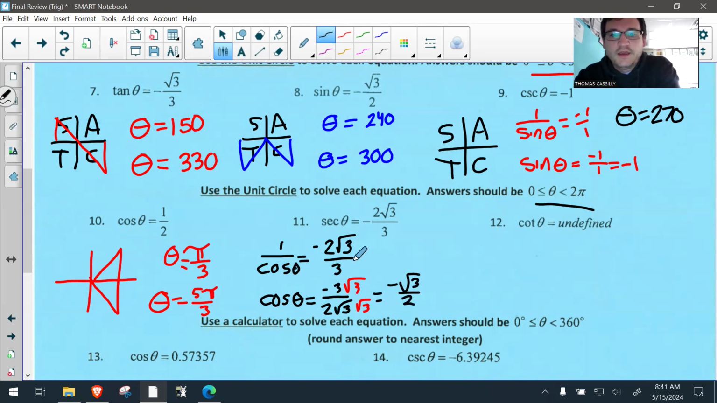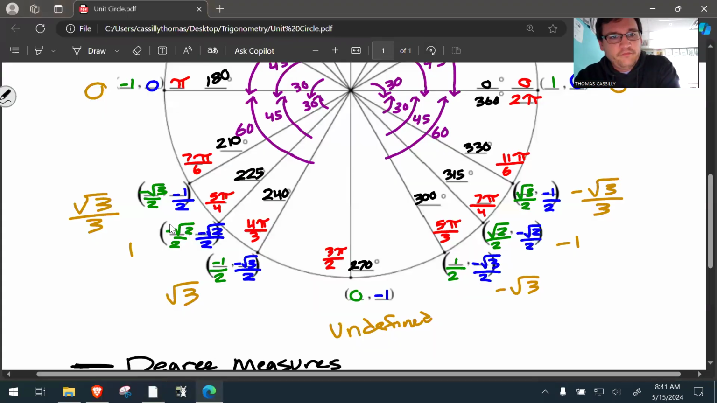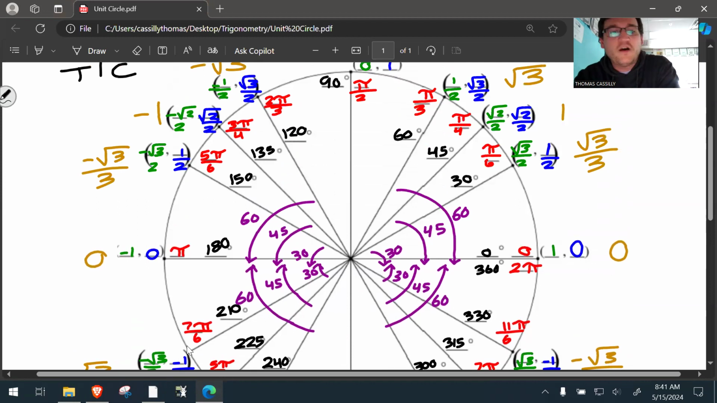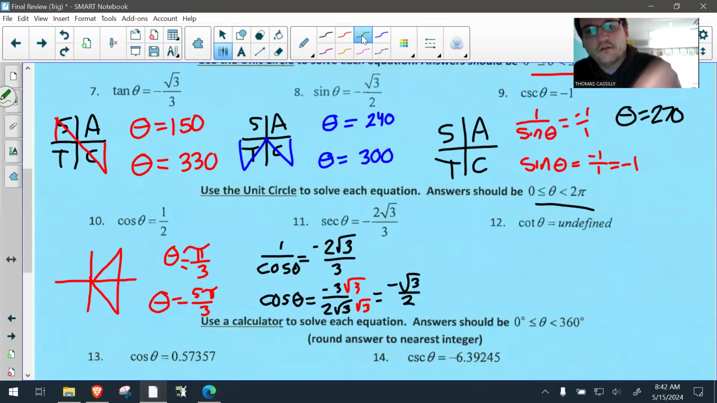So cosine is negative square root of 3 over 2, negative, so that has to be in quadrants 2 and 3. Right? So here's your negative square root of 3 over 2. That is at 7 pi over 6 and 5 pi over 6. All right, so theta equals 5 pi over 6 and theta equals 7 pi over 6.